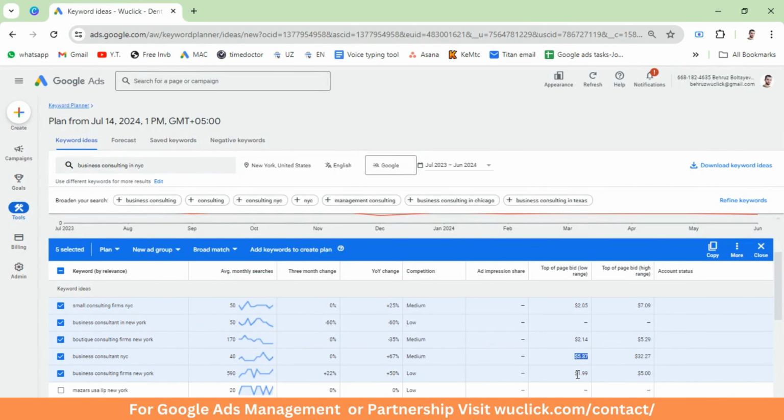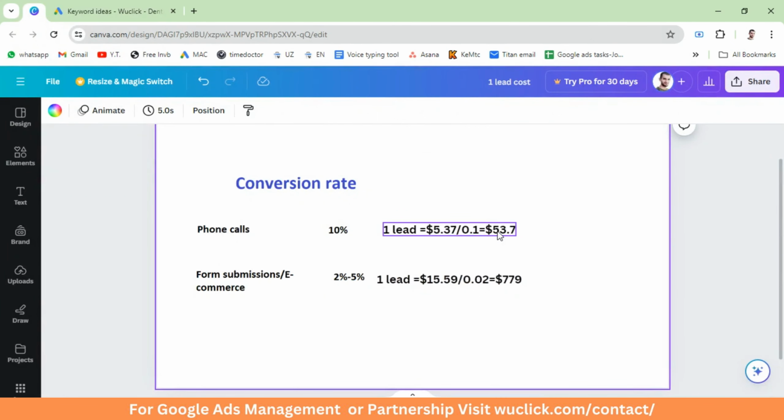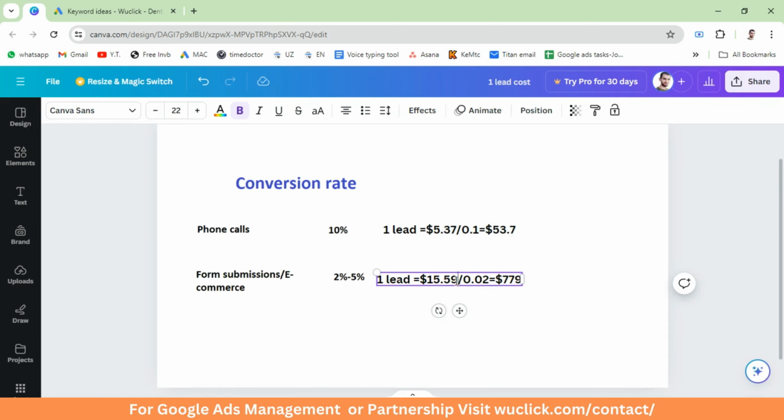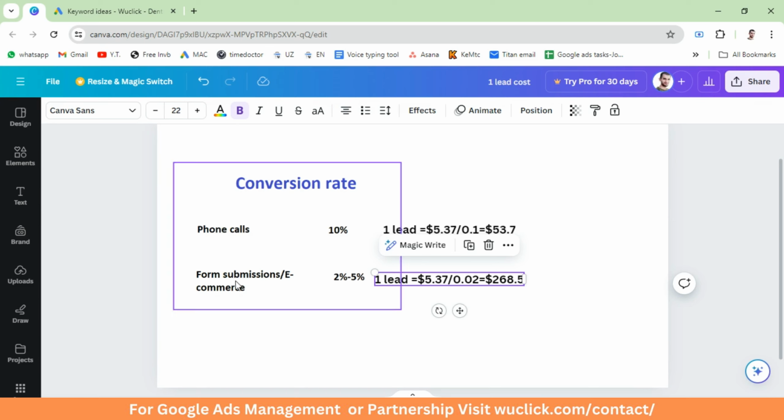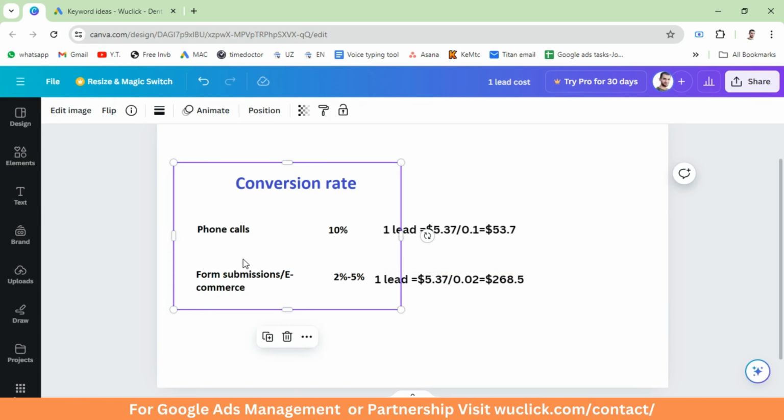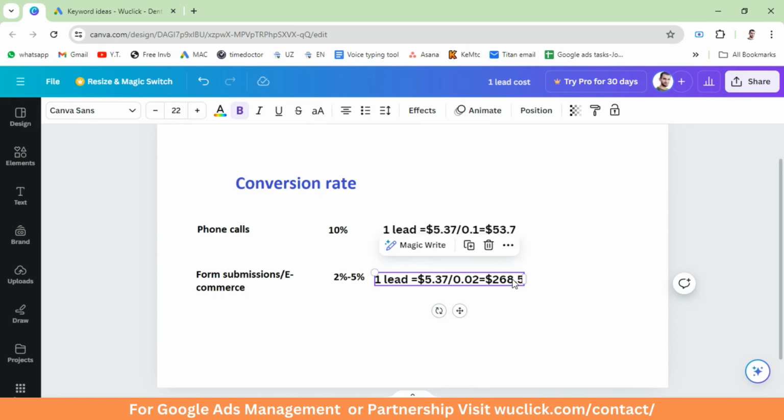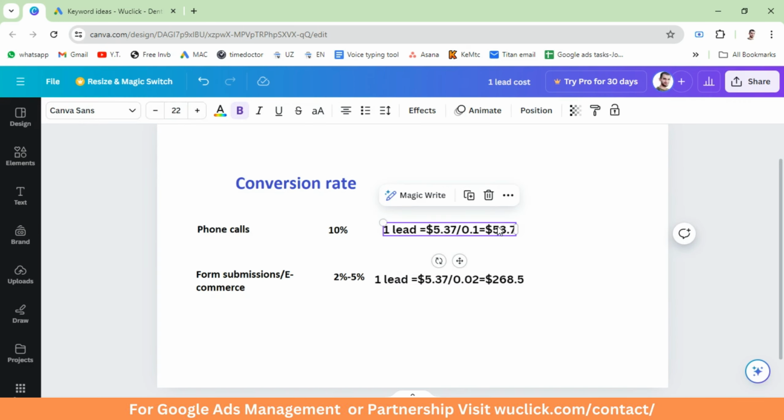For those other keywords, it can be much cheaper, as you can guess, but at least you should be willing to spend $53.70 for that industry. And to get form submissions, let's calculate that. It's $268.50. So you should be willing to spend $268.50 if it works for your business. If your service charge is a lot higher than that and it works for you, you can of course choose form submissions as well as phone calls. You can focus on both. But if it's very expensive for form submissions, you can focus only on phone calls.